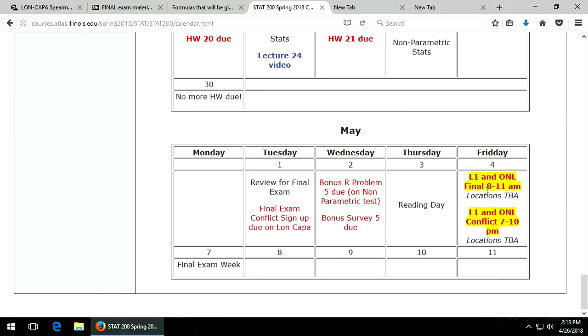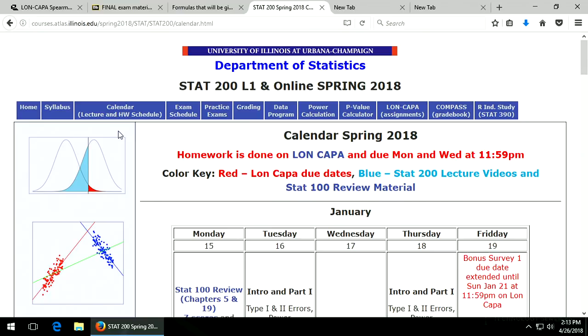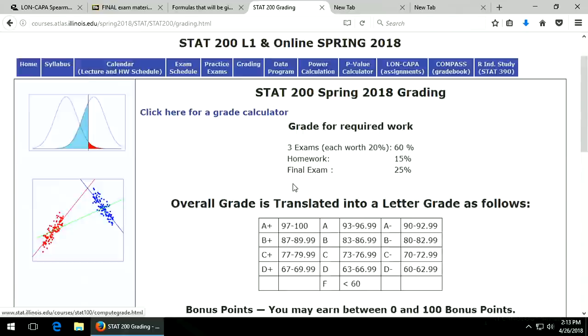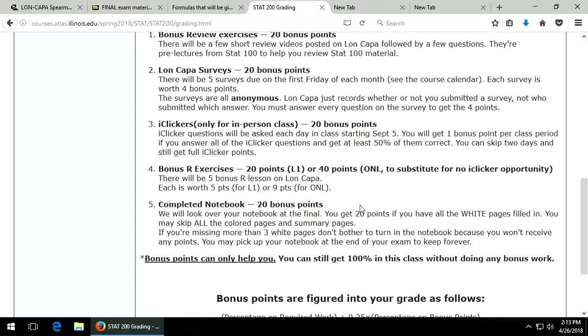So, you'll find out exactly how much the grading is worth if you go to grading, how much the notebook's worth, and it will tell you. It's 20 bonus points. You can click here for a grade calculator.